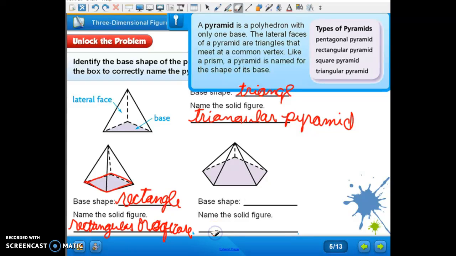How many sides does this base have? Four. Let's look. 1, 2, 3. This dotted line back here is 4, and this dotted line back here is 5. So what shape is this one? What has 5 sides? A pentagon. And so it is a pentagonal prism. Pentagonal pyramid.